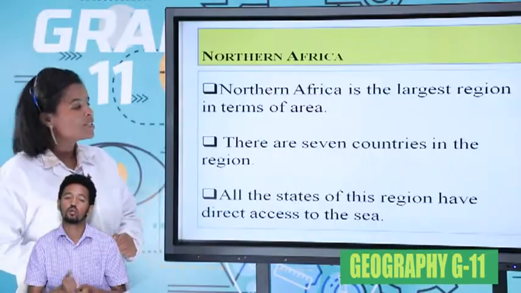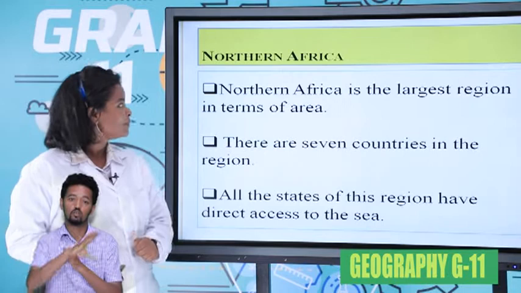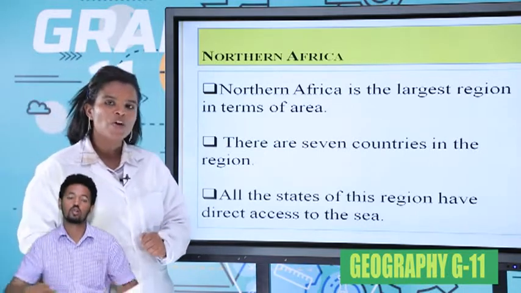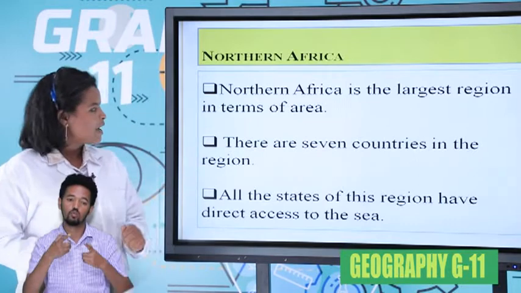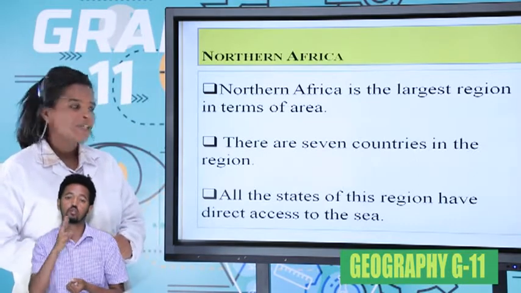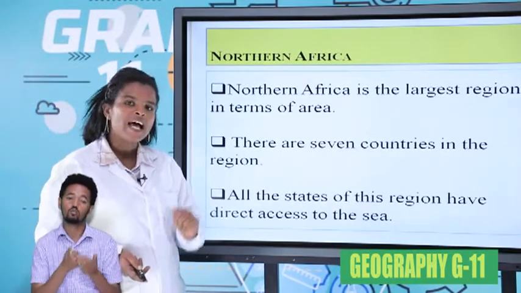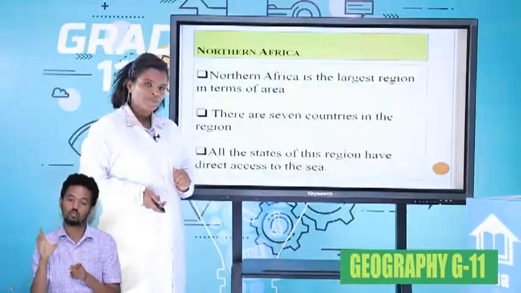When we talk about the Northern Africa region, Northern Africa is the largest region in terms of area. There are 7 countries in this region. All the states of this region have direct access to the sea.